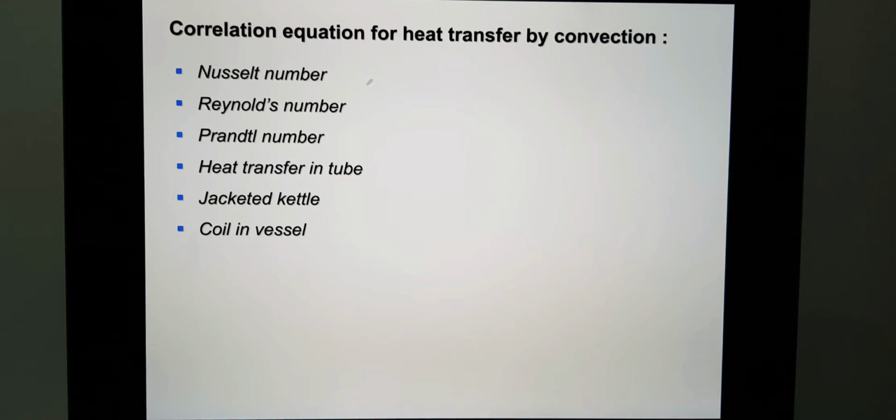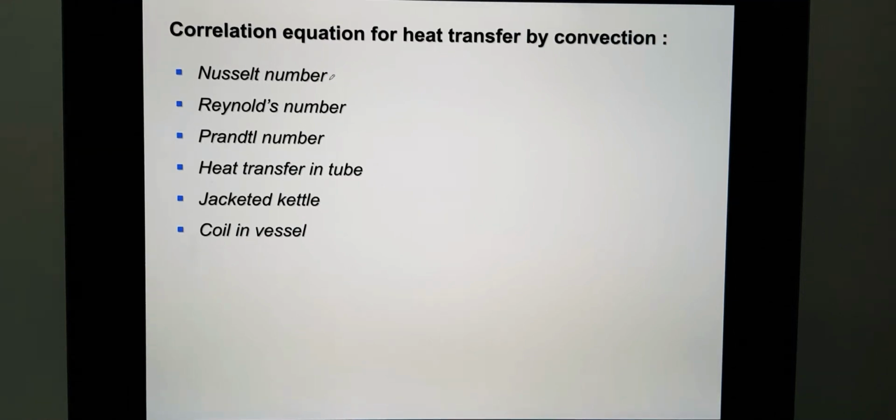Alright, now we have covered the example of LMTD. Now we take a look at the correlation equation of heat transfer by convection. So we have to deal with the Nusselt number. The Nusselt number is represented by Nu, and then we have the Reynolds number followed by the Prandtl number, and this particular equation of Nusselt, Reynolds and Prandtl is used in heat transfer by convection in tubing.